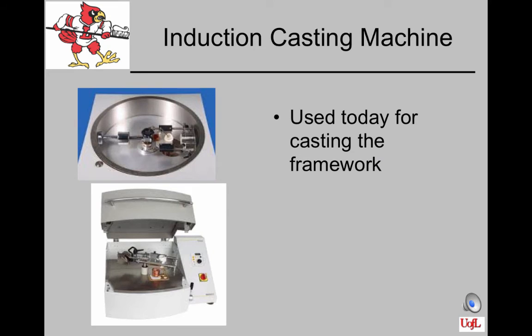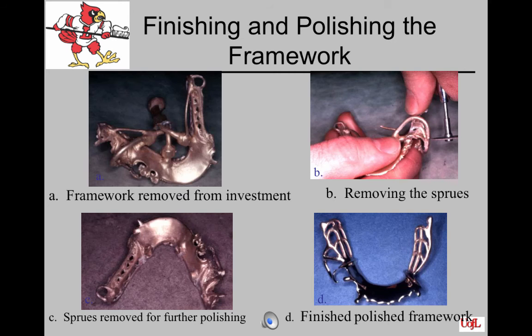Shown in the picture is the induction casting machine that is most often used today for casting the framework. This particular framework was cast in gold. You can see how it has been removed from the investment and cleaned up. This is rarely used today because of the expense, but the process for producing a framework is similar. A lot of work is being done using the CAD CAM to produce a framework. You will be receiving a lecture on this next semester.